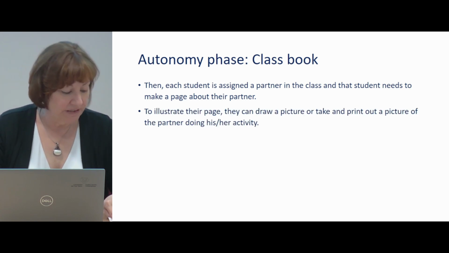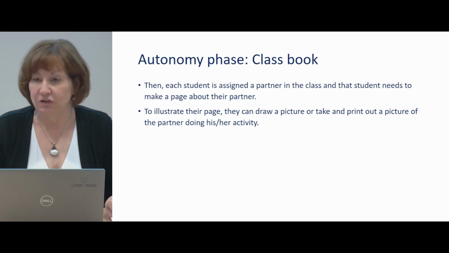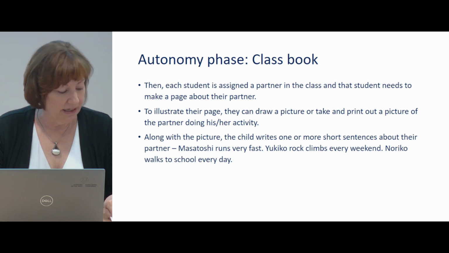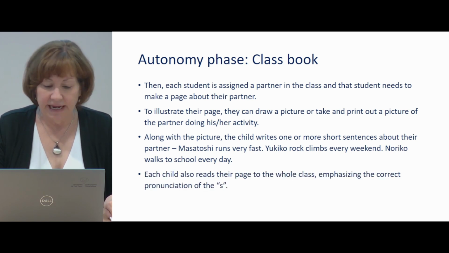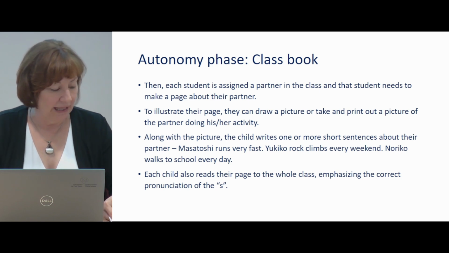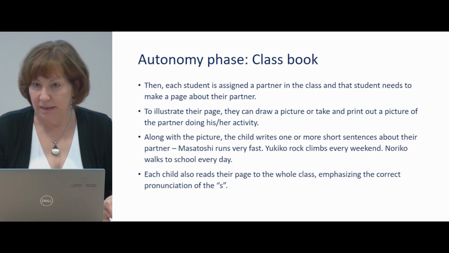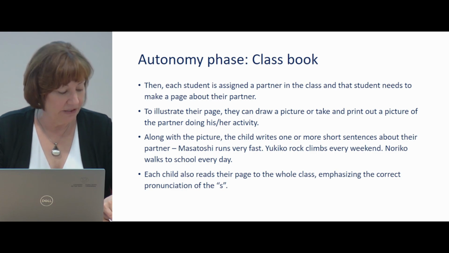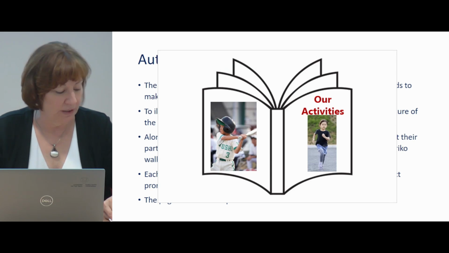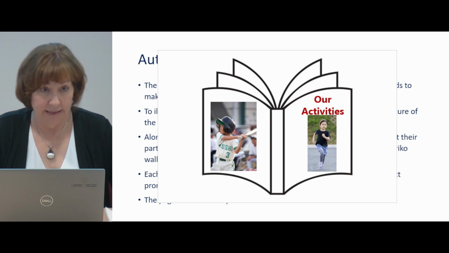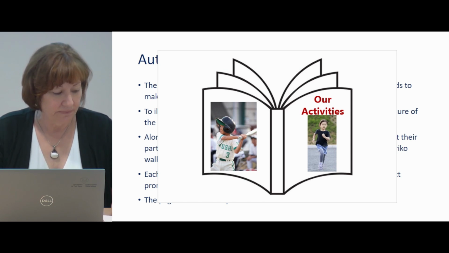And they can draw pictures or take pictures of their partner, and then they have to write one or more short sentences. And this activity can be done electronically as well. That would facilitate sharing of the book with all of the students. And then later, each child reads their page to the whole class, and the teacher provides feedback as needed, making sure that the pronunciation is correct of those S's and so on. And then the pages are compiled into a class book that can be shared with other classes and taken home to share with parents. And students are evaluated on both content and language.